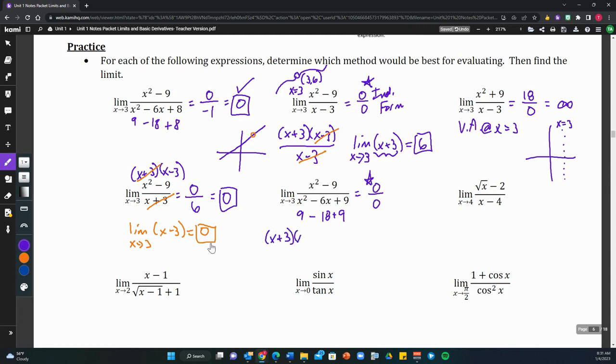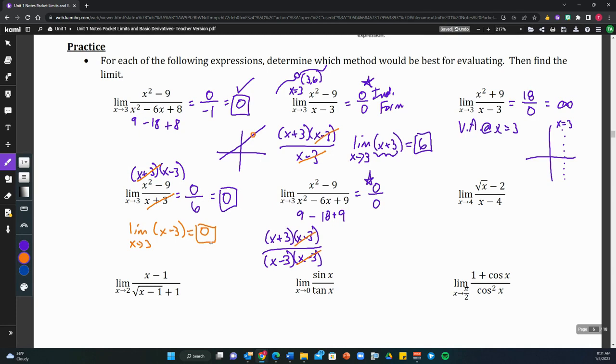We know the top is x plus 3, x minus 3. The denominator, that is actually a perfect square trinomial. That factors to be x minus 3, x minus 3. So again, I factored. I did some algebraic manipulation. Now we're going to look for common factors to reduce. So this one is tricky.